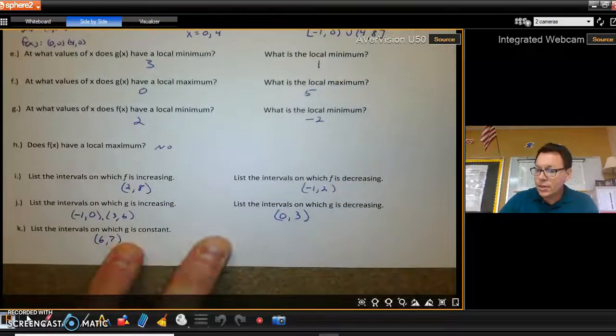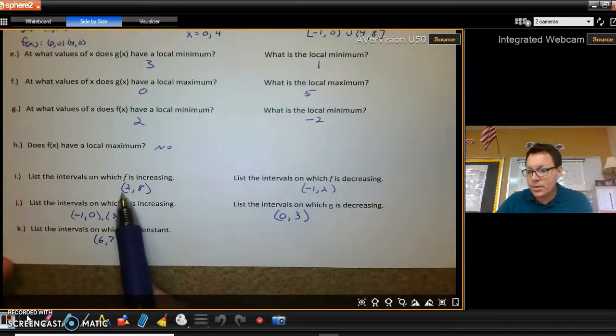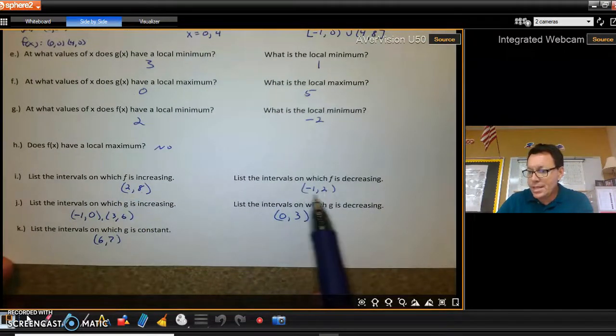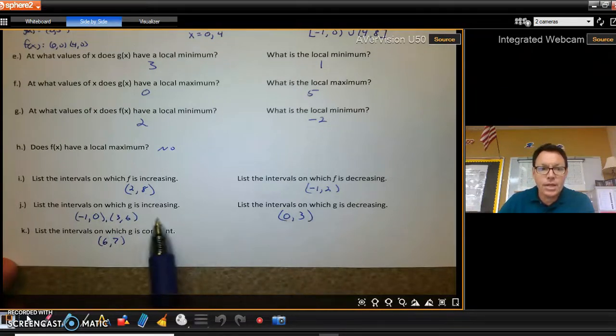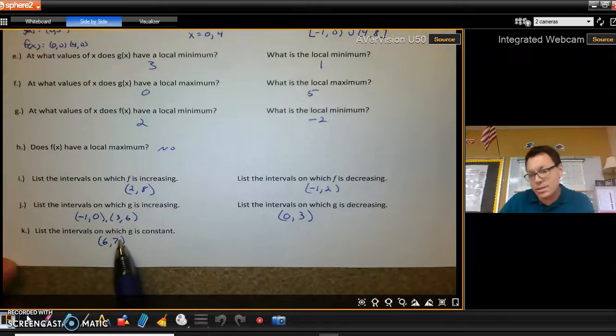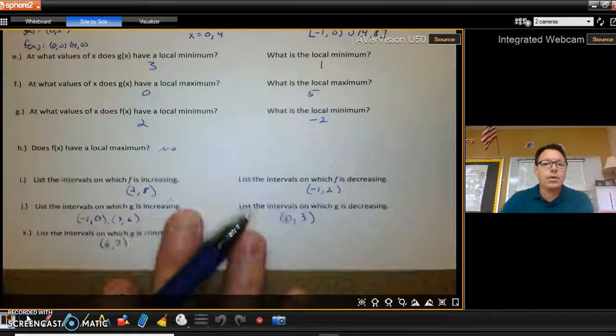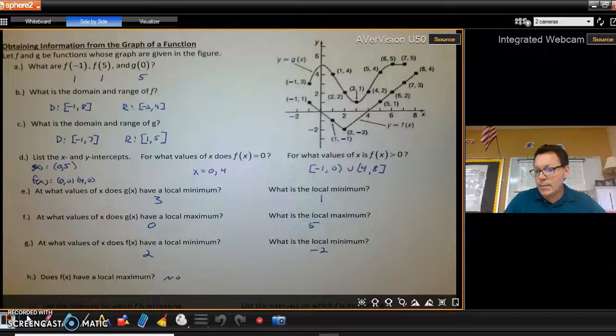And then these are your intervals where f is increasing and where f is decreasing: from -1 to 2. And then g was increasing on 2 different intervals, from -1 up to 0. And then it starts to decrease from 0 to 3. Then it starts increasing again from 3 to 6, and then it goes constant from 6 to 7. Okay? So, if you got those, take a look at your worksheet and let me know if you have any questions. Thank you.